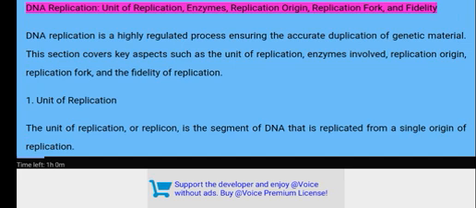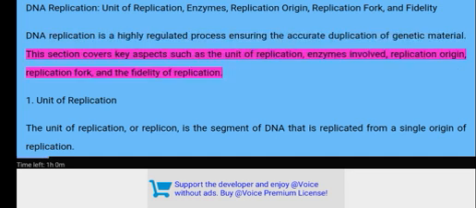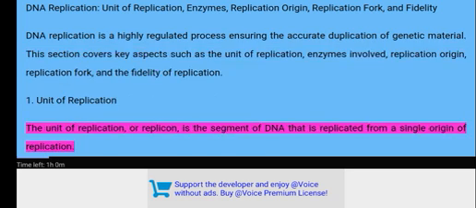DNA replication: unit of replication, enzymes, replication origin, replication fork, and fidelity. DNA replication is a highly regulated process ensuring the accurate duplication of genetic material. This section covers key aspects such as the unit of replication, enzymes involved, replication origin, replication fork, and the fidelity of replication. 1. Unit of replication. The unit of replication, or replicon, is the segment of DNA that is replicated from a single origin of replication.